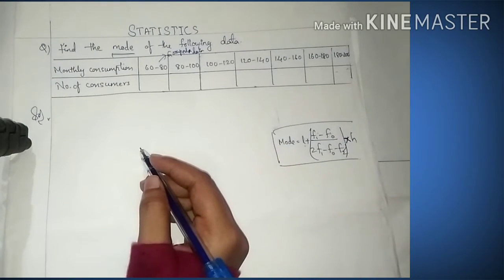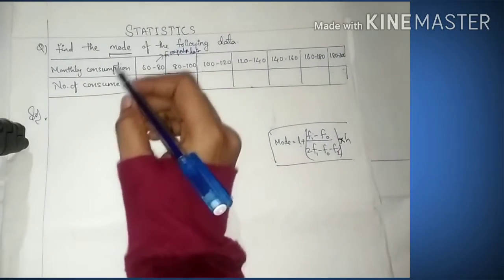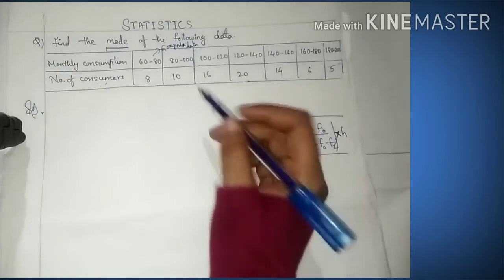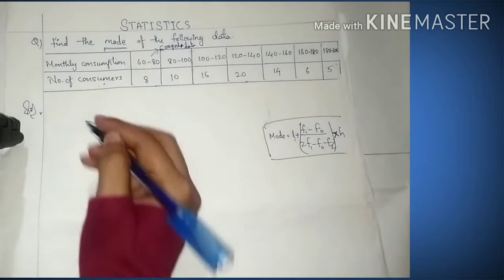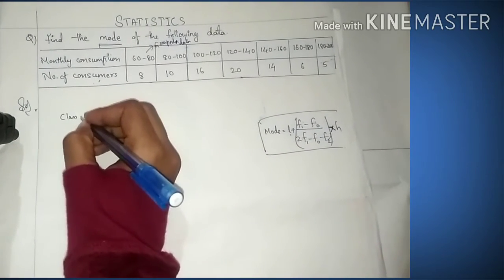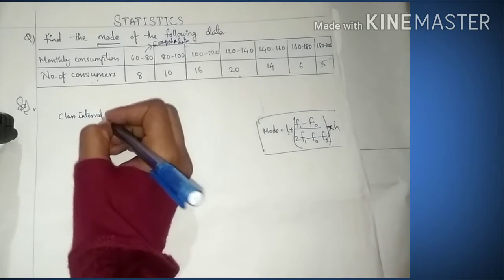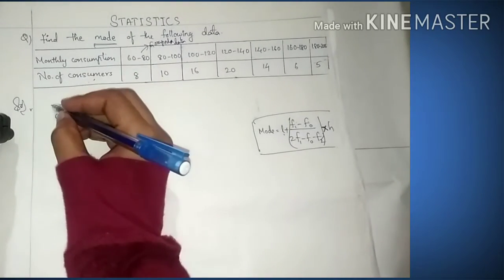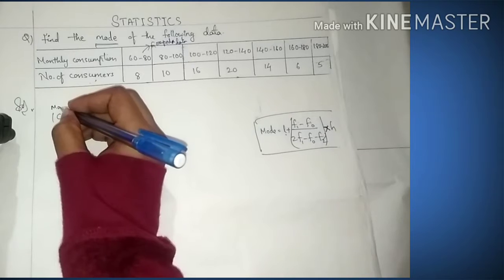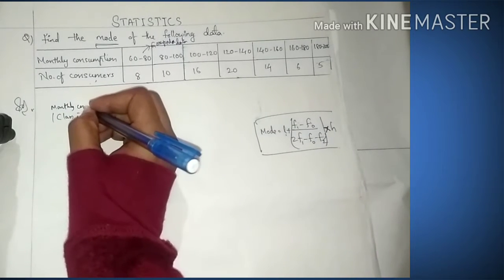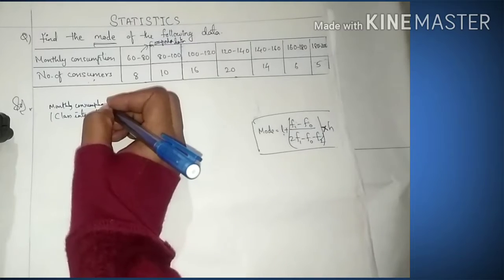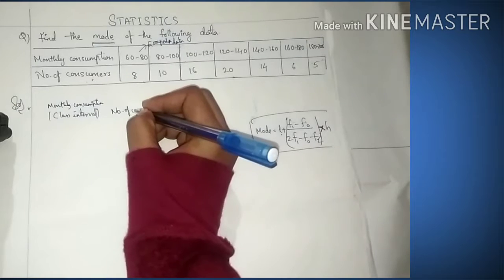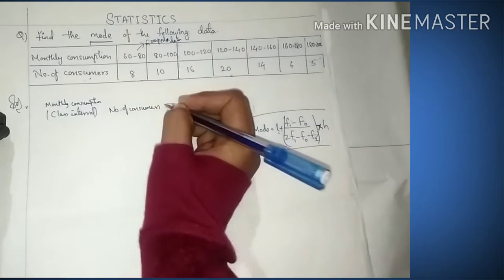Now let us make the columns in the solution first. Here we have to find the mode, and for that we need the number of consumers also. First we will write the class intervals, that is nothing but the monthly consumption, and in place of frequency we are taking the number of consumers.